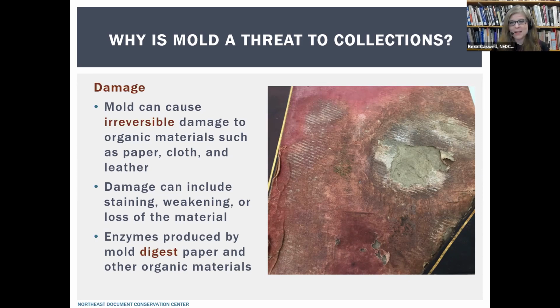But again, this is going to happen more on organic materials. You don't typically see mold growing on things like metal or plastic or glass, because there's really nothing there for it to eat or digest. However, mold can grow in dust, so if those surfaces are dusty, it can grow on that. And that's also a very good argument for regularly cleaning your stacks.